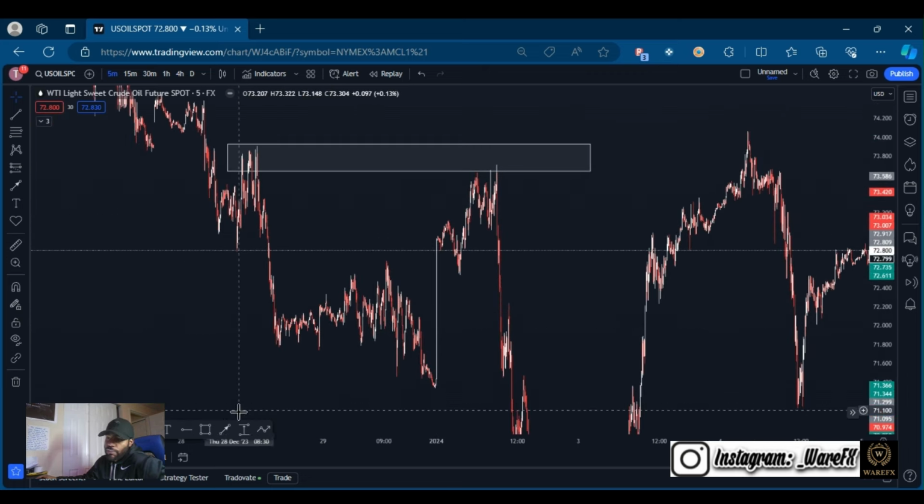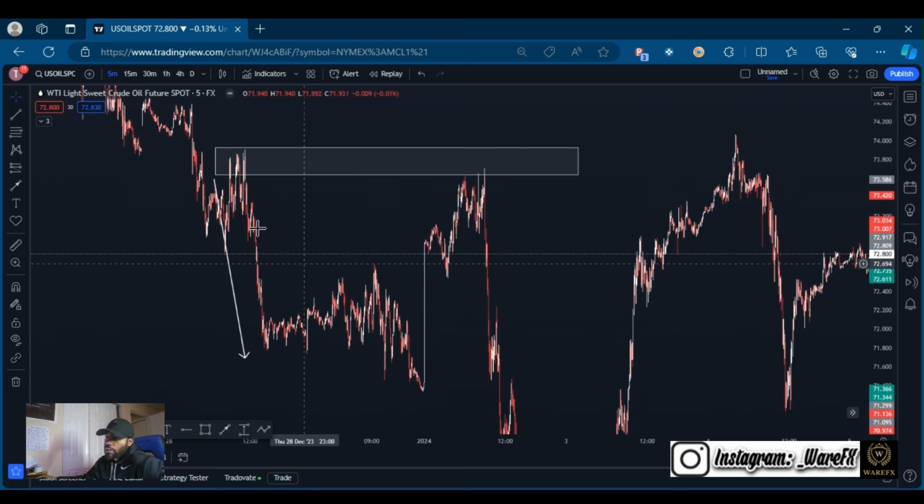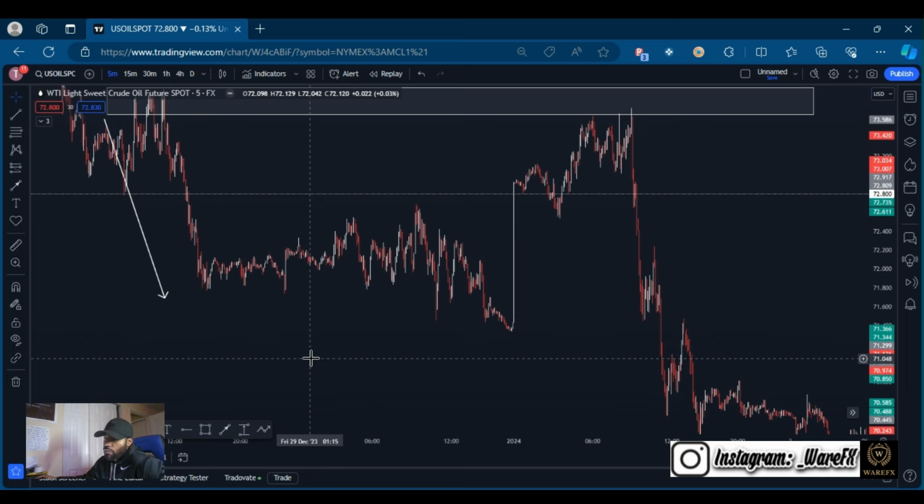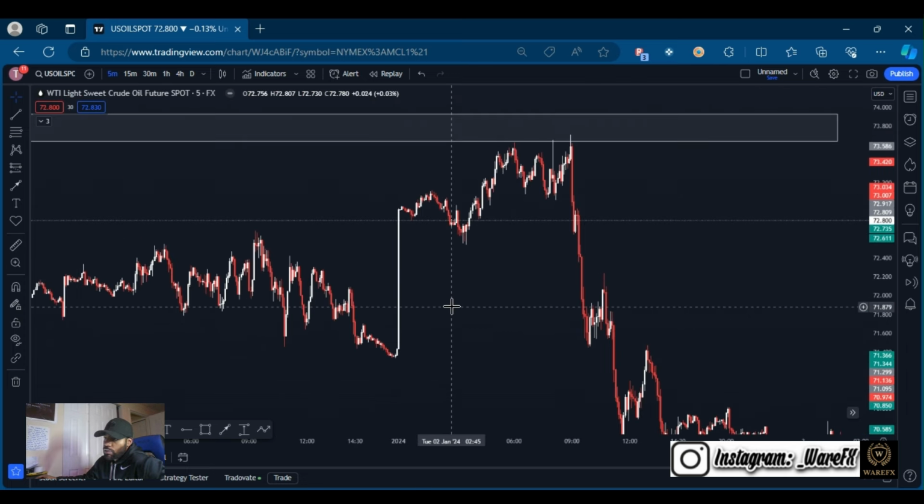Supply, right? We have heavy selling to the downside. This move started right here, took off. We marked up our zone. We waited for price to come all the way back to our zone. Look at this crazy white candle right here. Do you see how big this candle is?